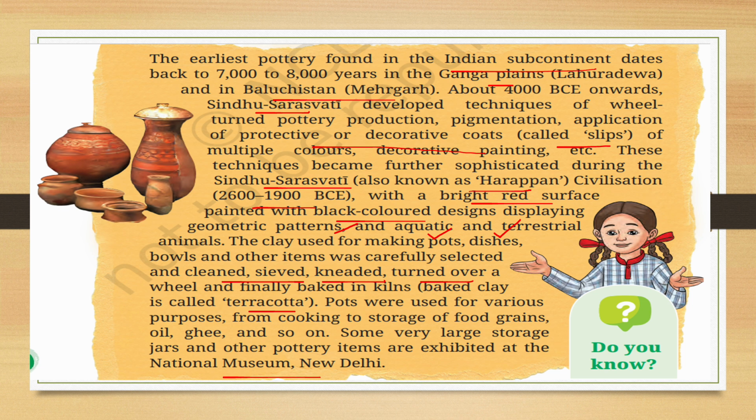Then turned over a wheel. In pottery making, a potter turns a wheel to shape clay into various forms. Baked clay is called terracotta. Pots were then used for various purposes, from cooking to storage of food grains, oil, ghee and so on. Some very large storage jars and other pottery items are exhibited at the National Museum, New Delhi.